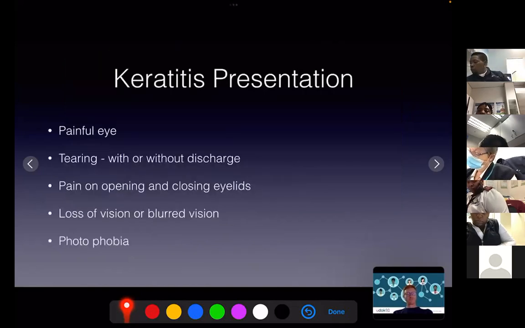These guys will present with a very painful eye. They'll be tearing because of the irritation of the eye itself, and have pain on opening and closing of the eyelids. As your eyelid crosses over the clear layer of the eye, it touches against the inflamed area, and that's how we get that pain. Loss of vision or blurred vision. Remember, the clear layer of the eye is clear for a reason, so it can reflect light into the eye for interpretation. But if there's inflammation of the clear layer, it becomes cloudy and you'll have a loss of vision or blurred vision and some photophobia, fear of the lights again.